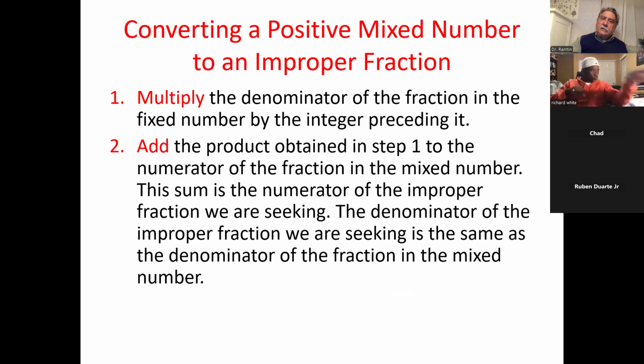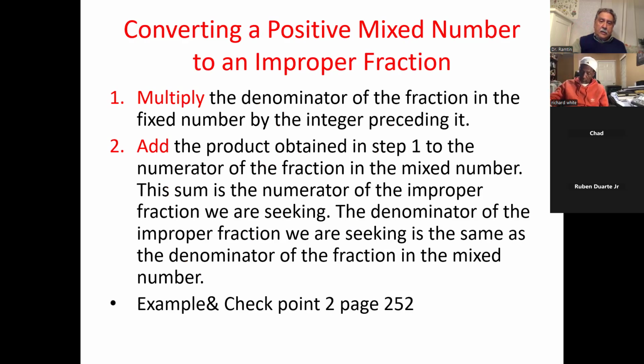If we multiply the denominator of the fraction in the mixed number by the integer preceding it, add the product you obtain in step 1 to the numerator of the fraction in the mixed number, the sum is the numerator of the improper fraction, and the denominator of the improper fraction you're seeking is the same. Again, let me show you through example. That is much easier to understand. Let's go to page 252 and look at example number 2.